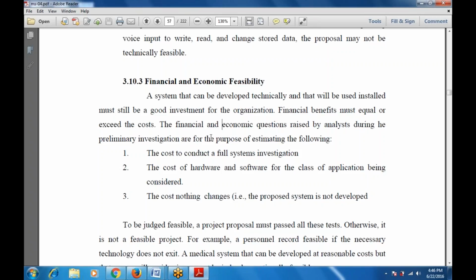There are multiple questions raised by the analyst during the investigation for the purpose of estimating this. Now, what are the few questions that are asked by the system analyst?